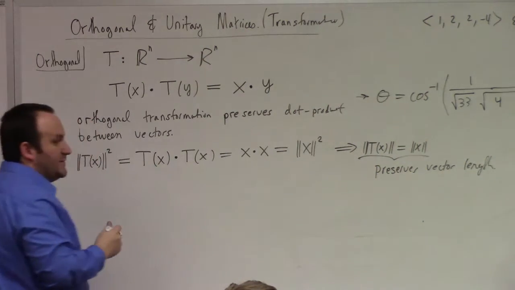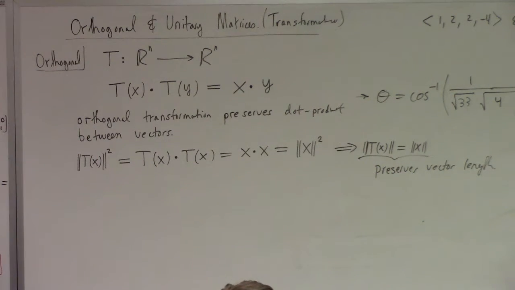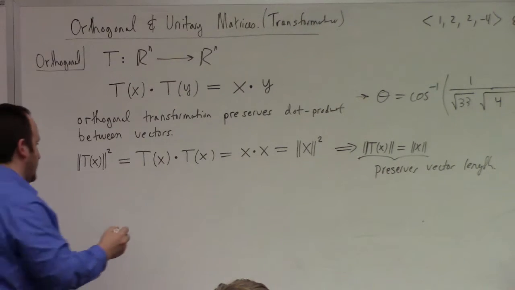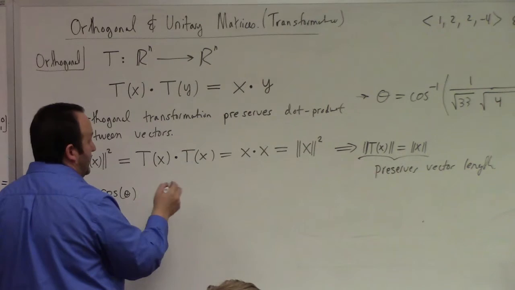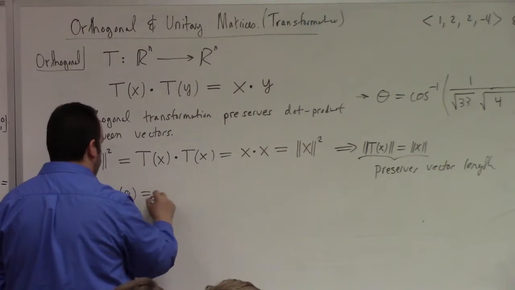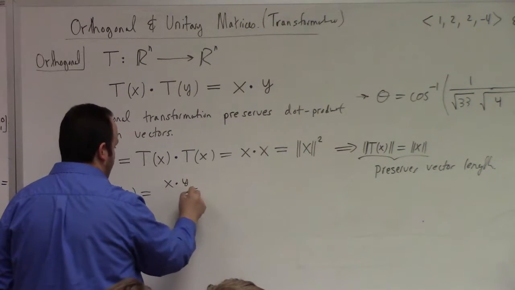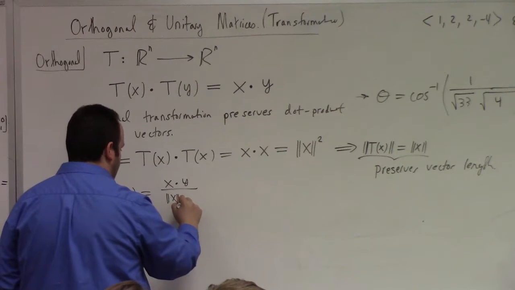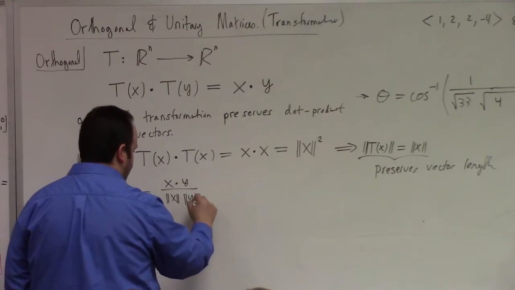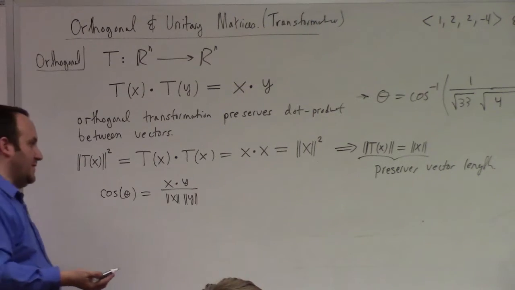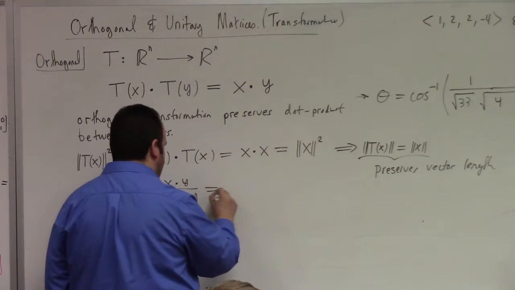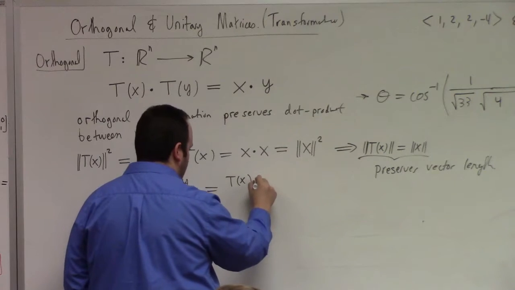What about the angle between vectors? How is the angle defined? It's essentially defined by cosine of theta, where theta is the angle between x and y, is equal to x dot y divided by the length of x times the length of y, right? But check it out. If this is an orthogonal transformation, this is equal to T of x dot T of y, yeah?